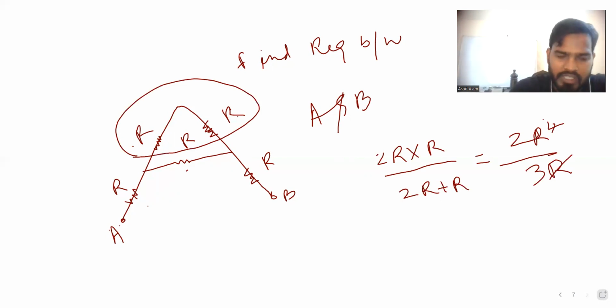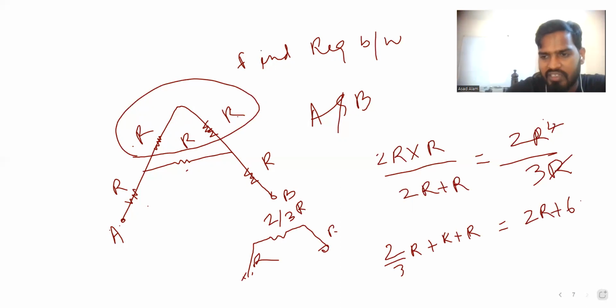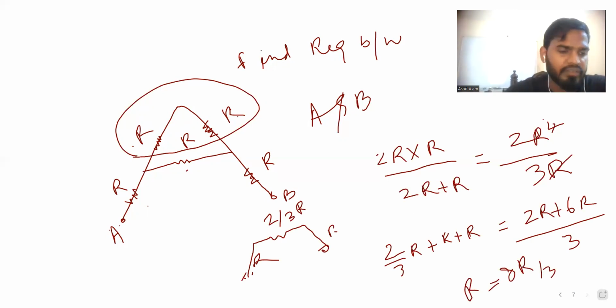2R by 3 and R are in series. After that, if you see, it will be like this. So this becomes 2R by 3, and this is R, and this is R. This is A, B. So we can say 2R by 3 plus R plus R, that is going to be 2R by 3 plus 6R by 3. So 2R plus 6R divided by 3, it is going to be 8R by 3. That is the R equivalent.